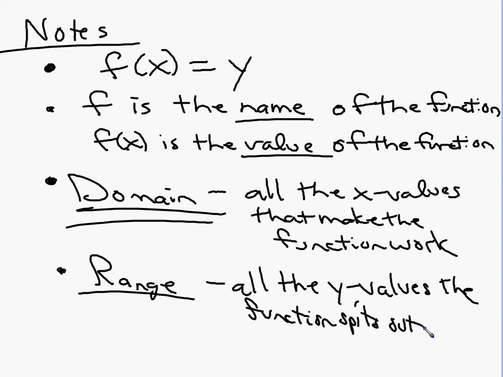Okay? Domain is all of the x values, and I like to call those inputs. The domain, these are all the inputs. The range are all the outputs. Input and output. The x's get put in, the y's get spit out. Very important idea. I also like to think of domain and range as a pop machine.